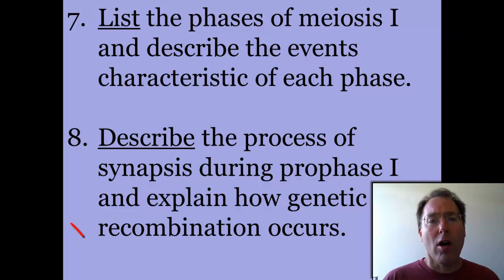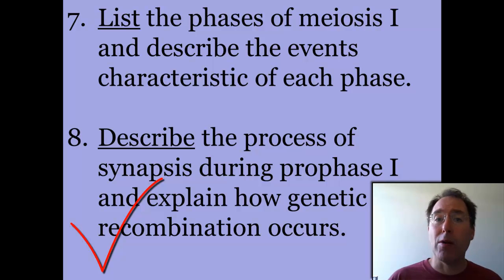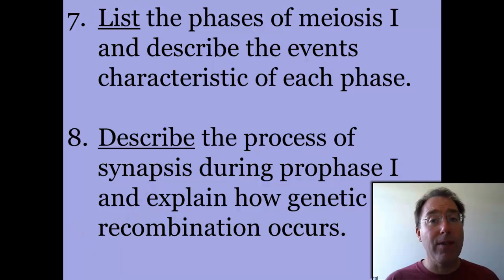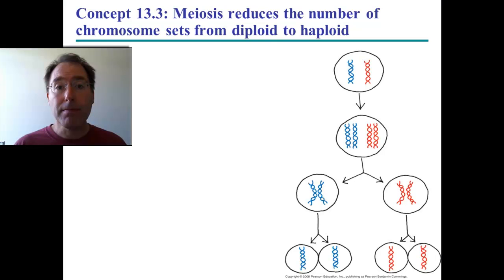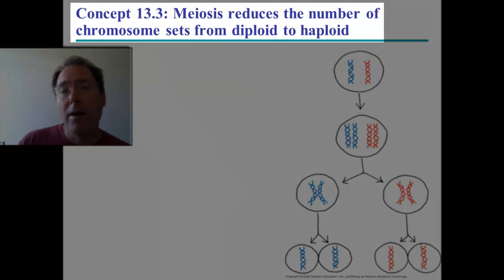And then Objective 8 asks you to describe the process of synapsis during prophase 1. So pay special attention to prophase 1. It's a very unique phase of meiosis. Well, it's important to understand that meiosis reduces the number of chromosome sets from diploid to haploid.